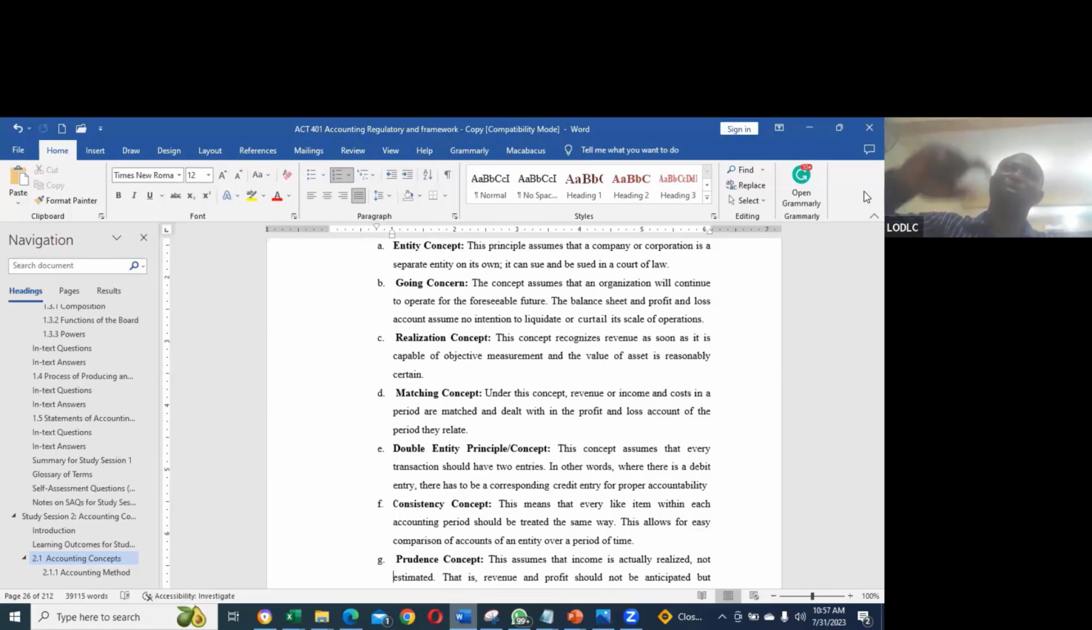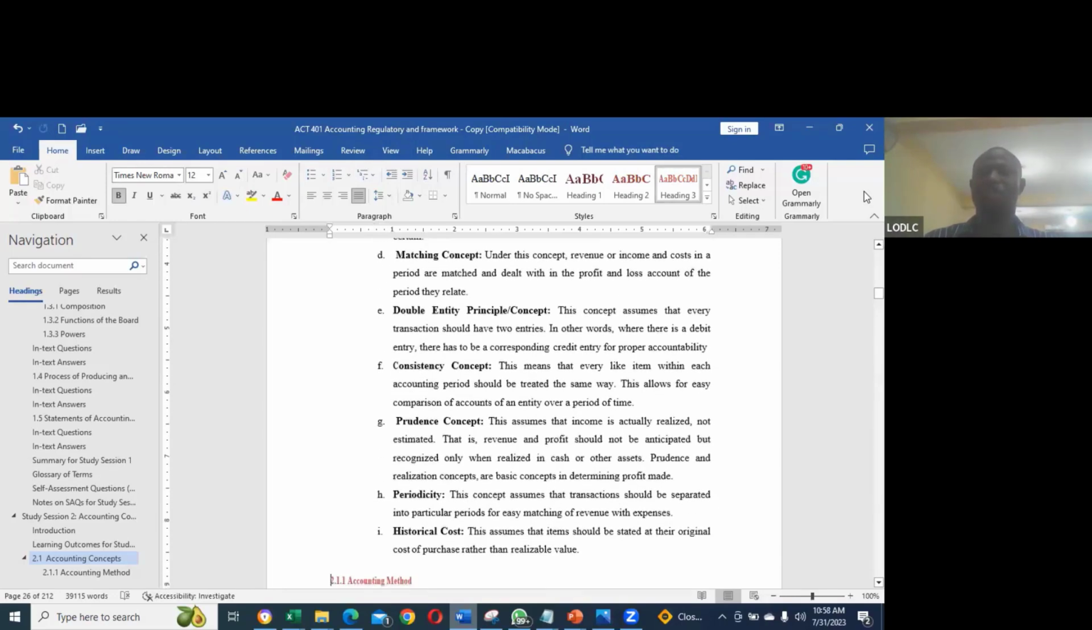When you are preparing a financial report of 2023, you will see the report of 2023 and 2022. So if you are using a particular method of depreciation in 2021, and you are using a different depreciation method in 2023, it will affect the comparison. So that is why the consistency concept is an important concept in accounting. Then we have the prudency concept.